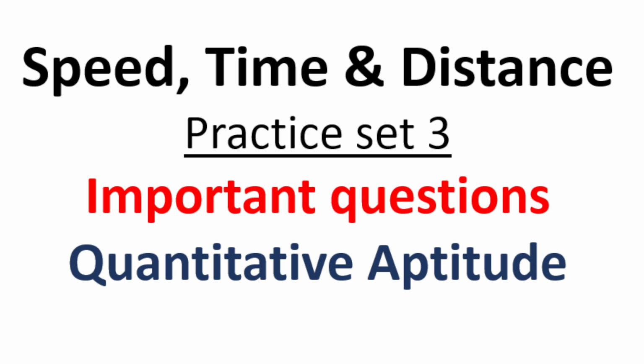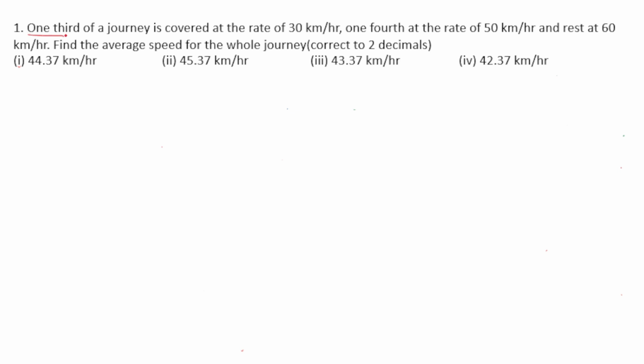In this video, we will discuss a few important and repeated questions from the topic speed, time and distance. First, one-third of a journey is covered at the rate of 30 kilometers per hour. Okay, this is the distance and this is the speed.